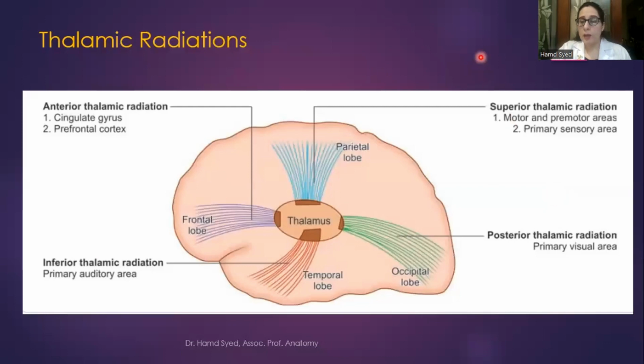Now, what are thalamic radiations? Well, the information as it is projected to the cerebral cortex is going to be in the form of different collections of fibers, which are known as the radiations. Those going to the frontal lobe are simply known as anterior thalamic radiation. Those going to the parietal lobe are the superior thalamic radiation. Those fibers going to the occipital lobe are known as the posterior thalamic radiation, whereas those going to the temporal lobe are the inferior thalamic radiation.